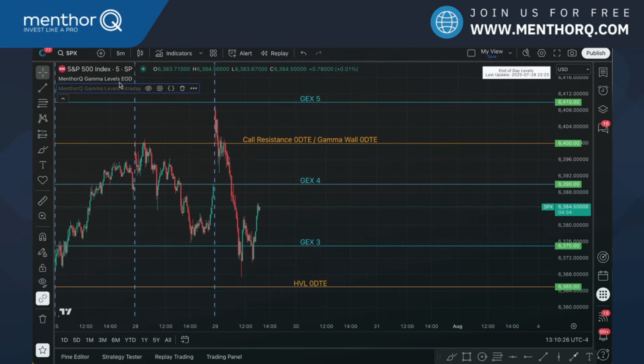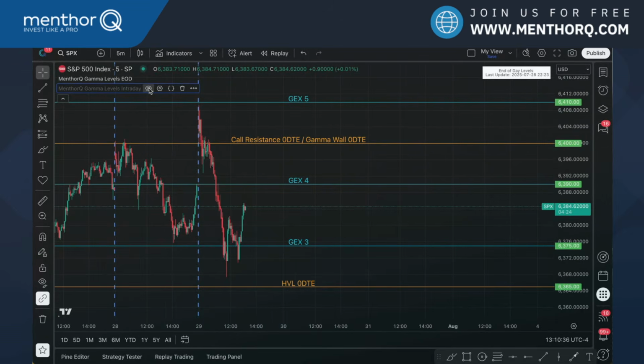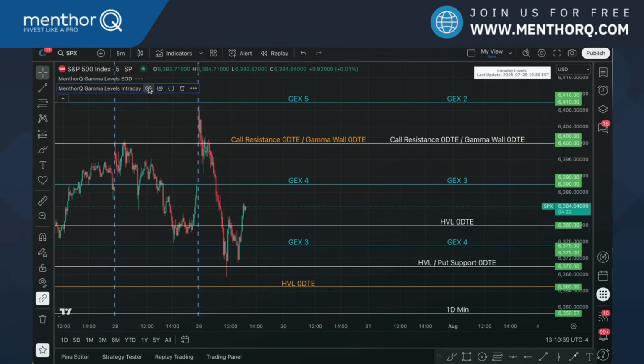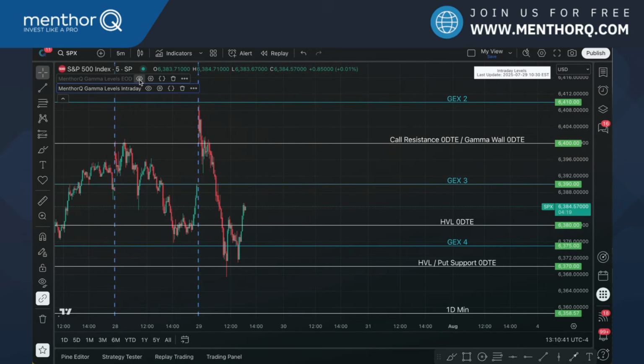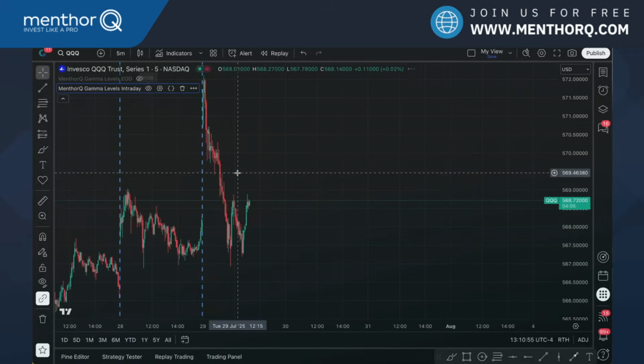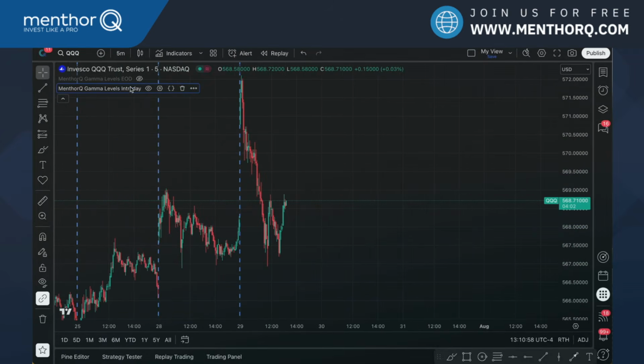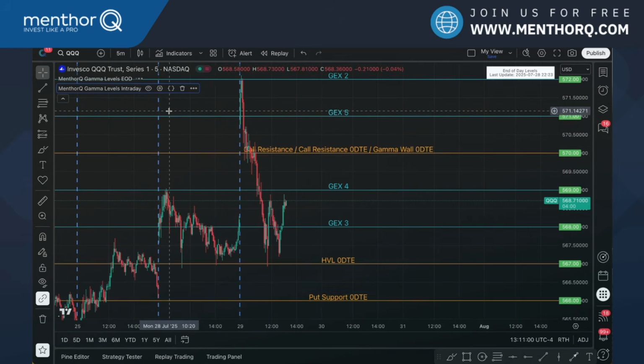What we see here is our end of day indicator for SPX, which is a very important reaction area. We had our core resistance, but what happens if we add our intraday? Now we are looking at our intraday indicator, and as you can see, the price dropped all the way down, stopped at the HVL, put support 0DTE coming from our intraday model, and then kind of reversed. We can actually look at the same thing on QQQ. So we have our end of day indicators here.